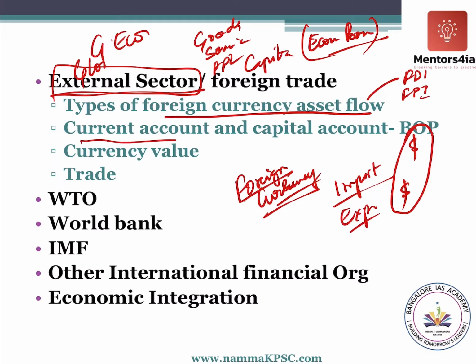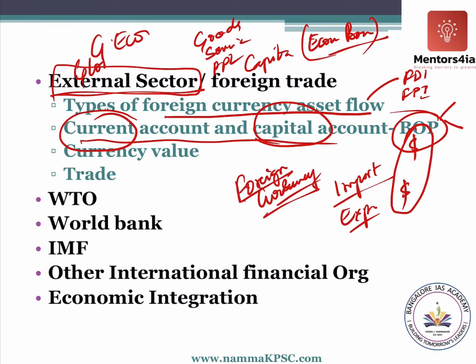We will classify to keep a record. The external sector record is kept in the form of balance of payment. So it is an account of how much money is coming into India and how much money is going out of India. There are two accounts in this. One is known as current account. The other one is known as capital account.